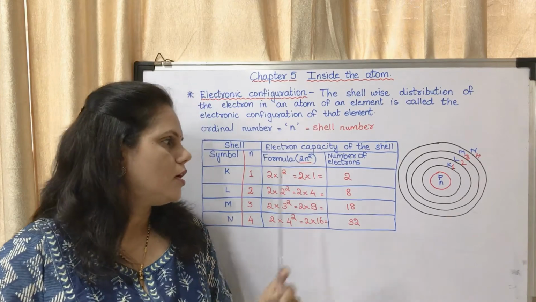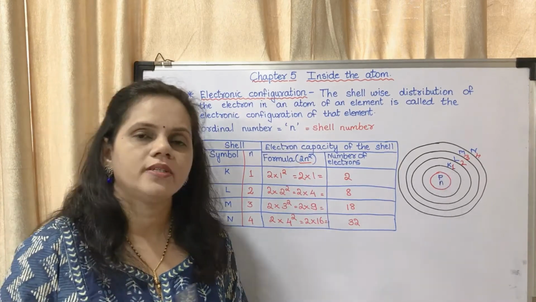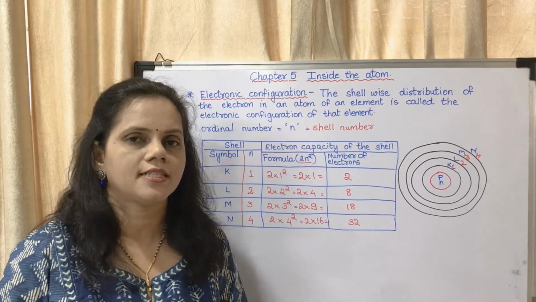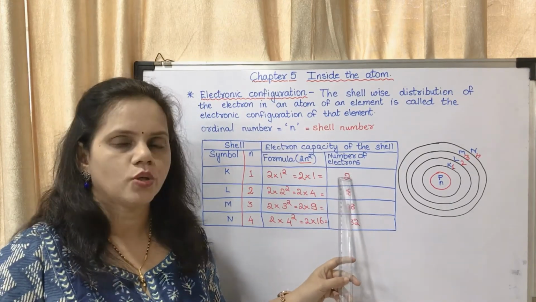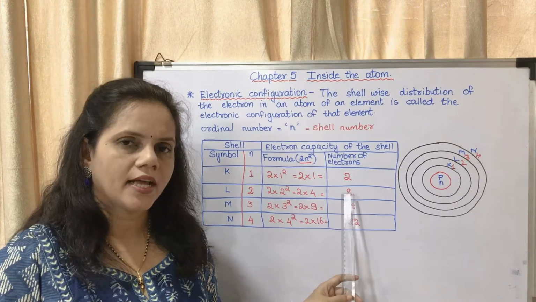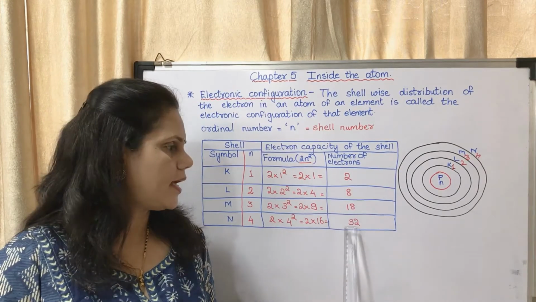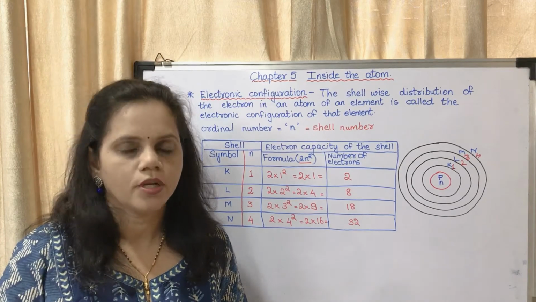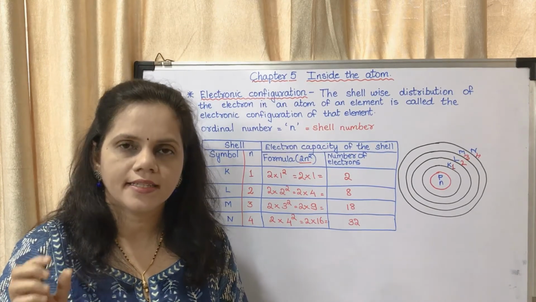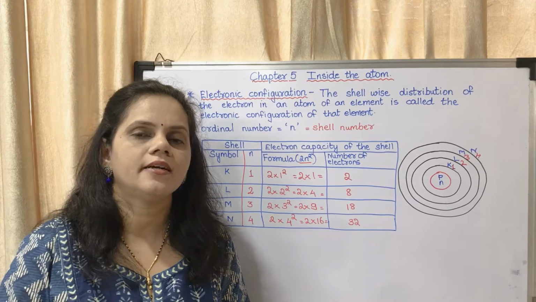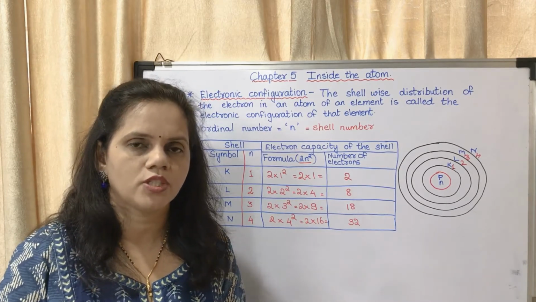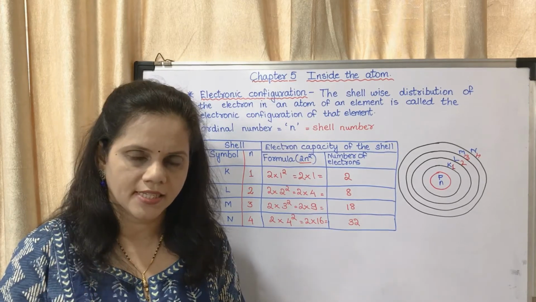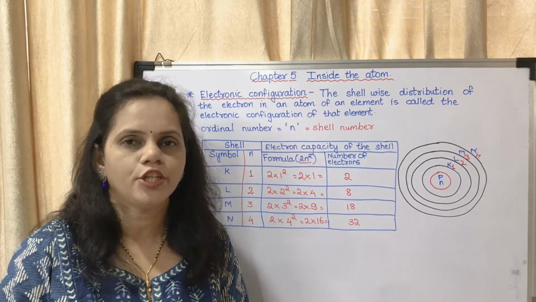So what is the number of electrons which can be accommodated in the first shell, that is the K shell? It is 2. L shell 8, M 18 and N 32. So 2, 8, 18, 32. Okay. So these are the maximum number of electrons which can be accommodated in the shells which are around the nucleus.